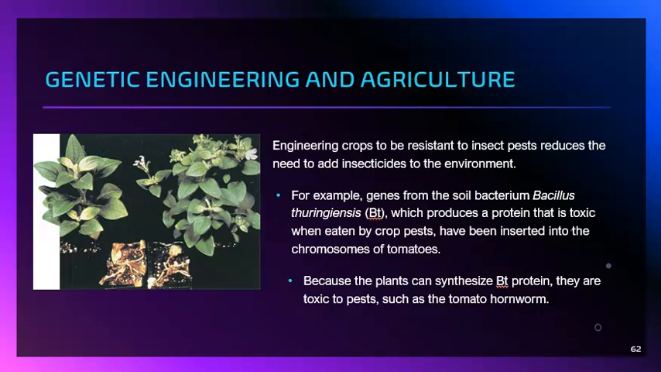So genetic engineering. We also use this in agriculture, and engineering crops to be resistant to insect pests reduces the need to add insecticides to the environment. For example, we talked about Bacillus thuringiensis, which produces a protein that is toxic when eaten by crop pests. So these genes have been inserted into the chromosomes of tomatoes and cotton and lots of other plants. And because the plants can synthesize this Bt protein, now they're toxic to the pests that want to eat them, like the tomato hornworm.